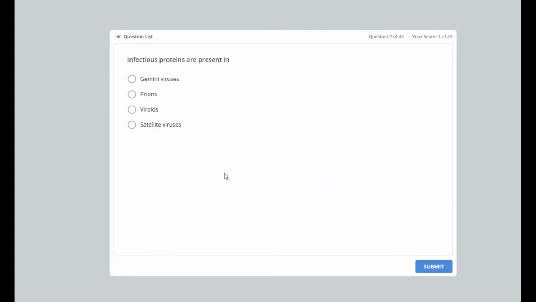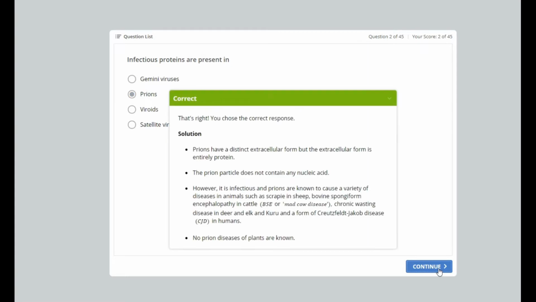Next question. Infectious proteins are present in Gemini virus, prions, viroids, satellite virus. The right answer for the question is prions.